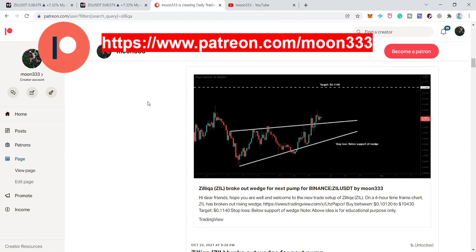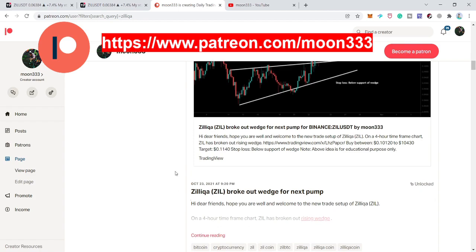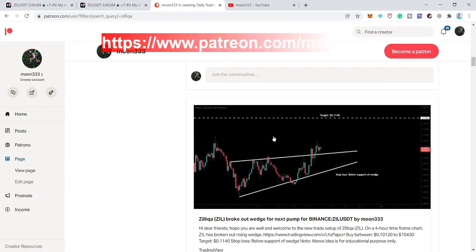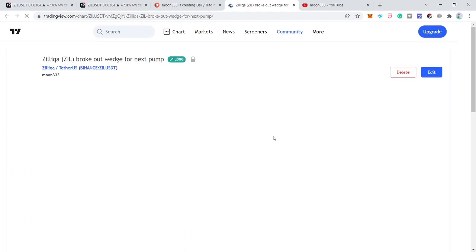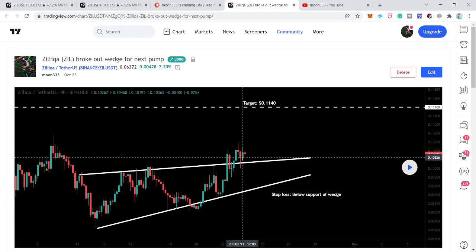So let's start the analysis. First of all, I would like to recall my previous analysis with you, and that was a breakout from this rising wedge pattern. And I shared this move with my members at the Patreon on 23rd of October when the price line broke out the resistance of the rising wedge, and it was being accumulated above the resistance. And our target for this rising wedge, which I shared for my members, was 11.4 cents.